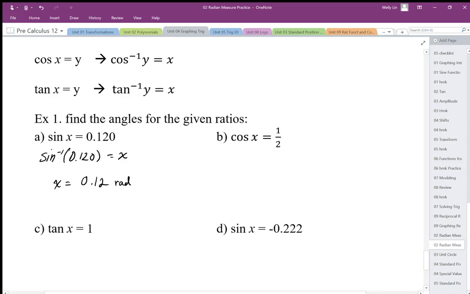Okay, so again here, this 1/2 represents a ratio, so I'm going to write the arc cos form. X is my angle. Okay, this is a special ratio, so we shouldn't be using a calculator for this. We know that theta 1 for 1/2, that's going to be 60 degrees. Okay, so x, in radians, is going to be pi over 3.